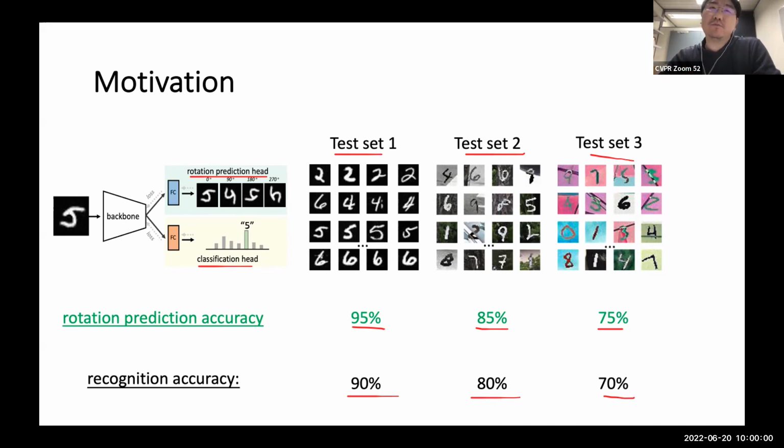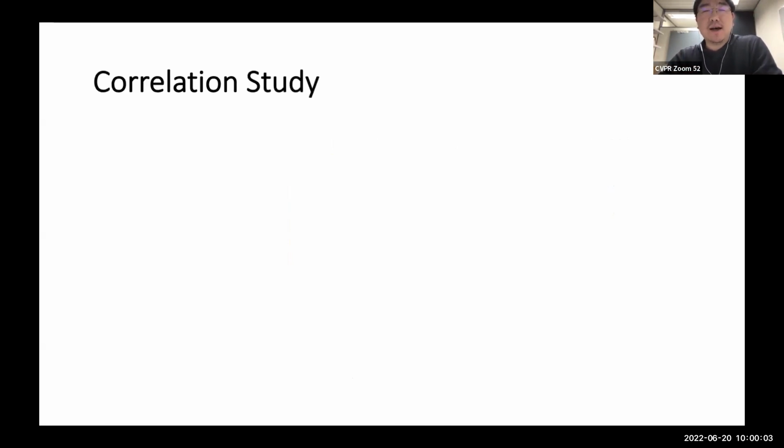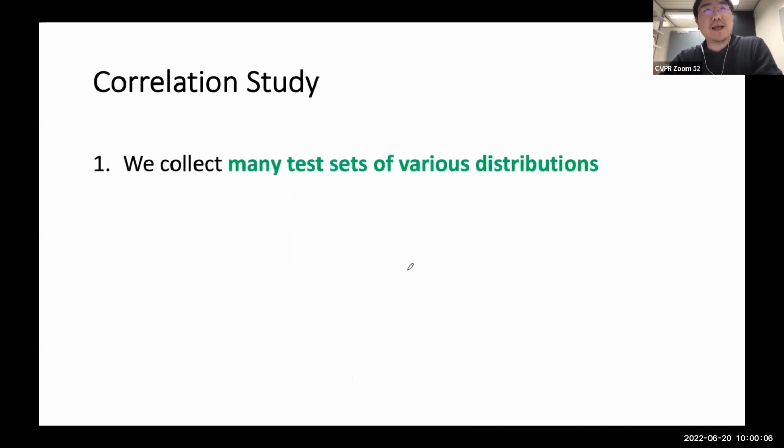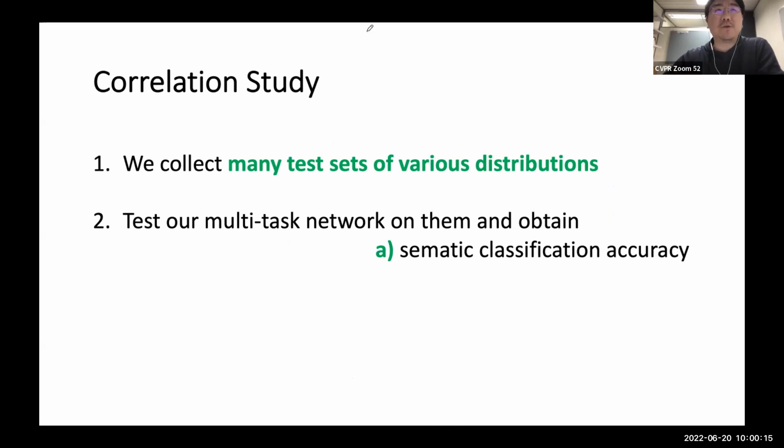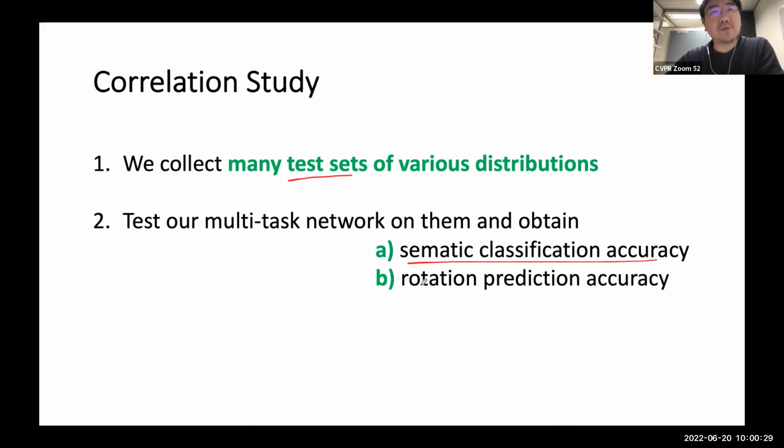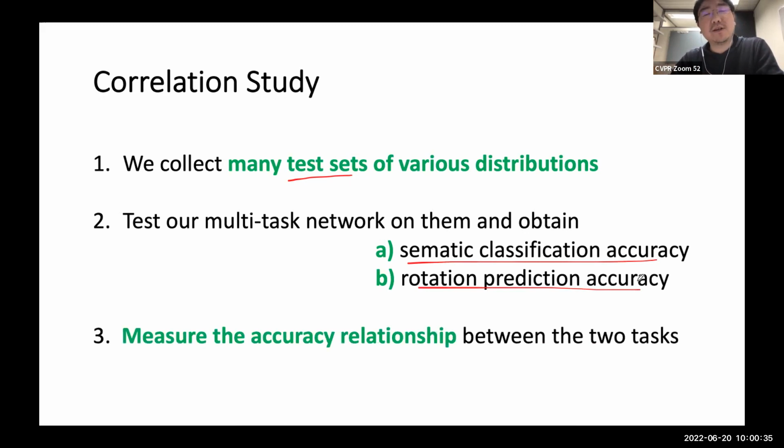Again, we want to perform a correlation study. What we did was collect many test sets of different distributions, and for every test set, we obtain the semantic classification accuracy, which is the usual image classification accuracy using the labels on the test sets. We also calculate the rotation prediction accuracy on every test set. Then we measure the relationship between classification accuracy and rotation accuracy.